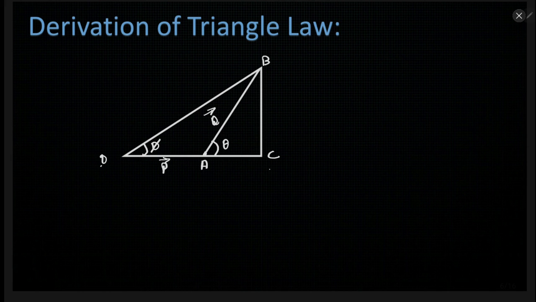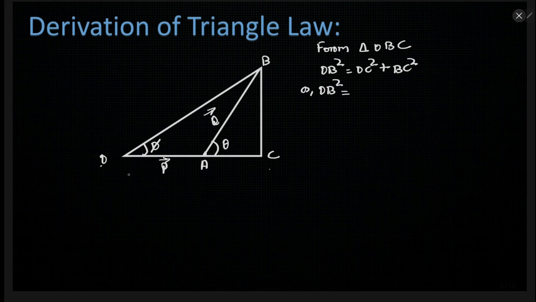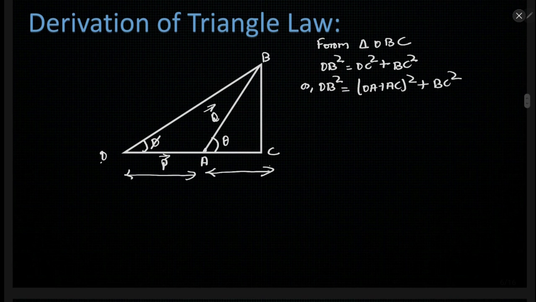So now from triangle OBC, using Pythagoras theorem, we have OB square is equal to OC square plus BC square, or OB square is equal to, for OC, OC is equal to OA plus AC, so we have (OA plus AC) square plus BC square. We will call this equation 1.